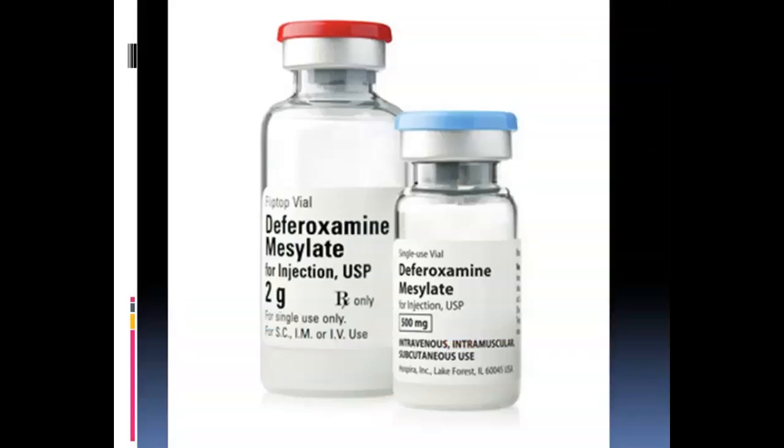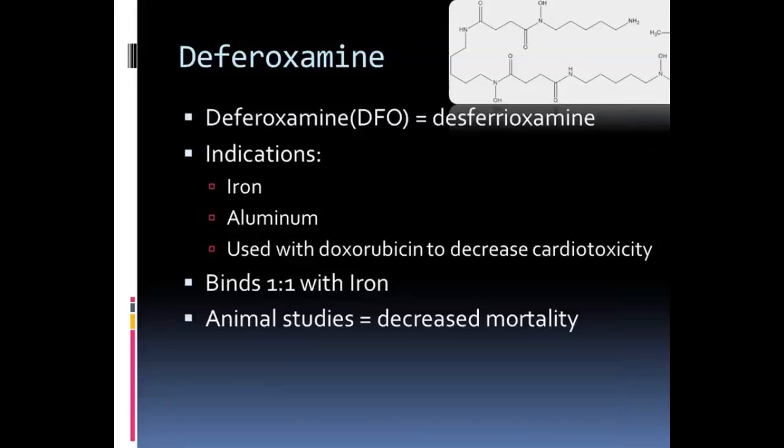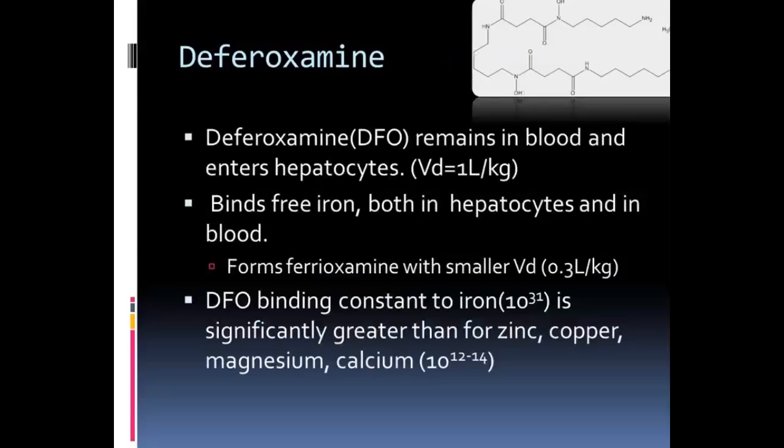All right, deferoxamine is for iron toxicity generally. DFO or deferoxamine, also called desferrioxamine in the literature. Just again, generally used for iron. There's some indications for doxorubicin and aluminum as well. But we know that it does, at least in animal studies, decrease mortality from iron toxicity.